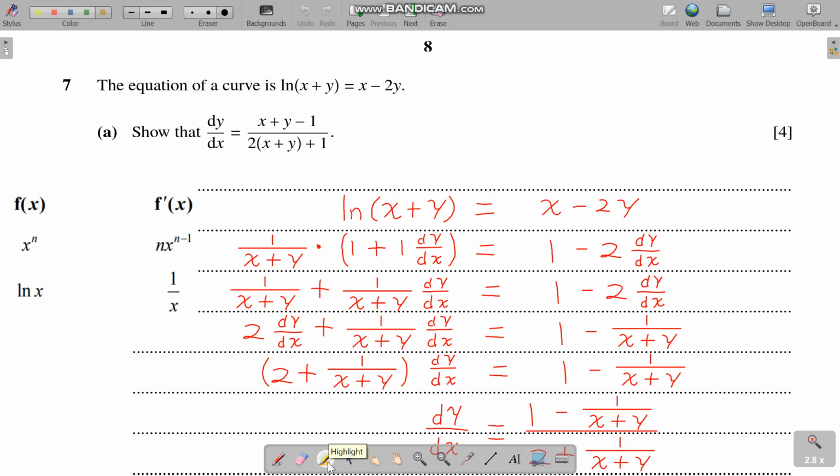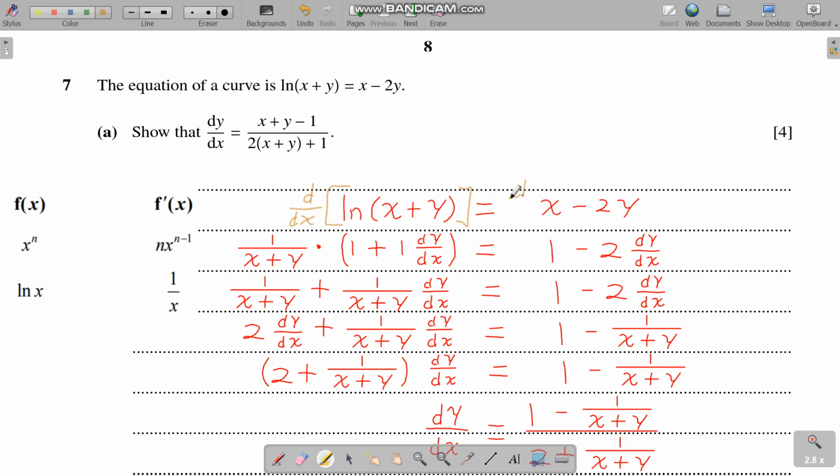Differentiation. The equation of a curve is ln(x + y) = x - 2y. Usually when we're finding dy/dx or y prime, we differentiate explicitly because we can rearrange the equation into y equals something. Since there's no way we can rearrange this into y equals something, we have to differentiate implicitly. Implicit differentiation basically means we d/dx both sides.